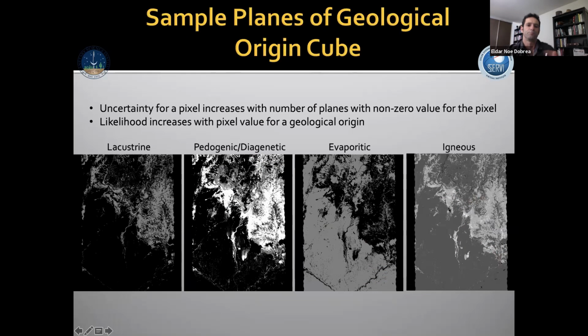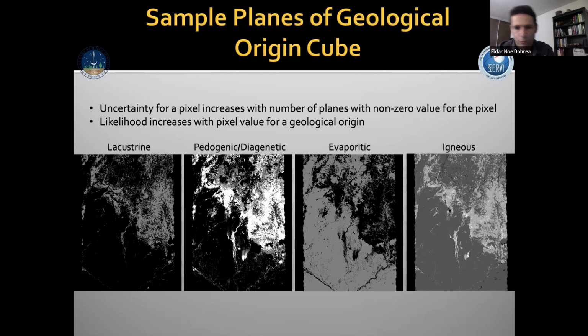So looking at the same map we had before, this is an example of our geologic origin planes. And you can see that there are several terrains that actually have multiple geologic origin explanations, right? All the material on the right can be lacustrine or pedogenic or igneous, right? And then the material on the left is almost exclusively evaporitic in this interpretation. So your likelihood increases with the pixel value, as I stated before.